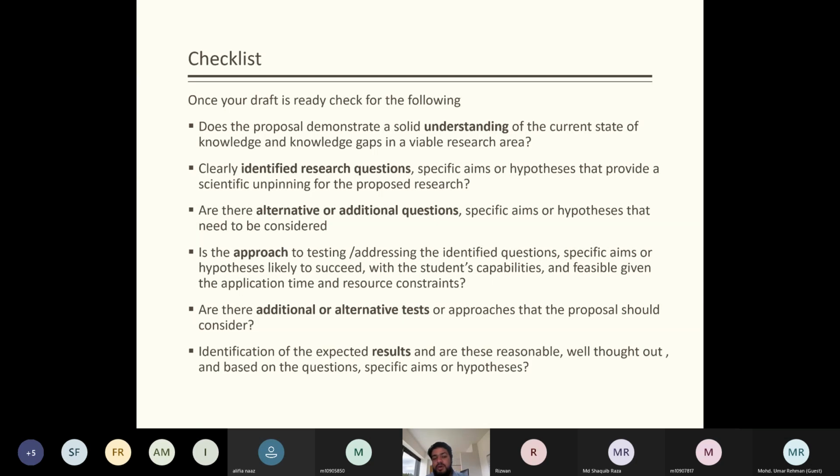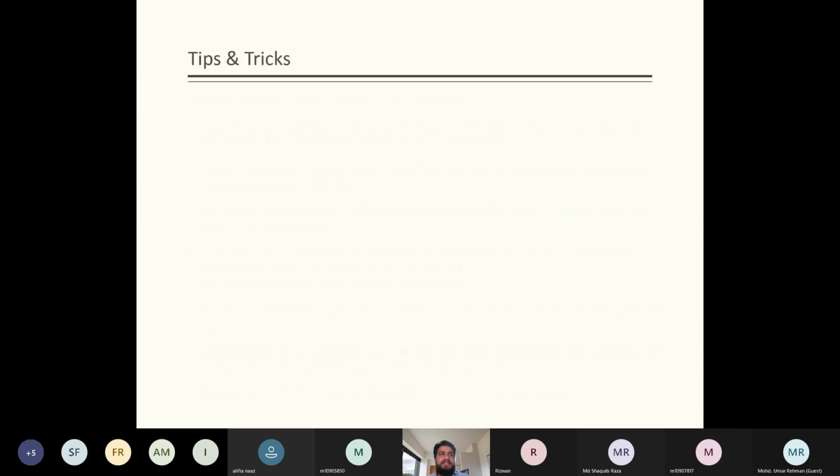You should be able to develop a good hypothesis: this is what I'm expecting in my proposal, and the benefits from the proposed research. You should be able to jot down some of the major benefits of your proposed research. This is, I think, probably the last slide.